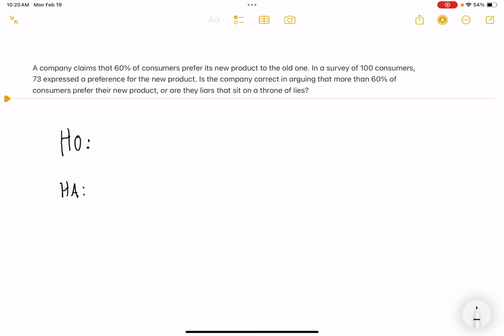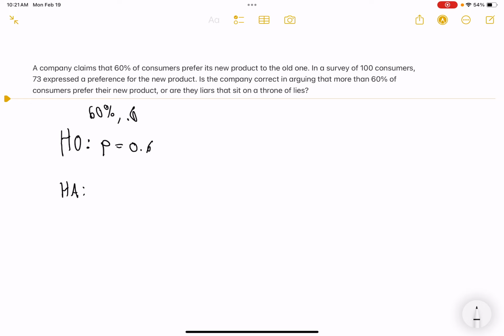Let's find out today. Okay, so our null hypothesis will always be based off of our null proportion. And in this case, our null proportion is 60% or 0.6, okay? Because that was what they assumed to be the case. This is assumed to be true, that 60% or 0.6 of customers enjoy the new product over the old one. Okay, so in my null hypothesis, I will just write p = 0.6.